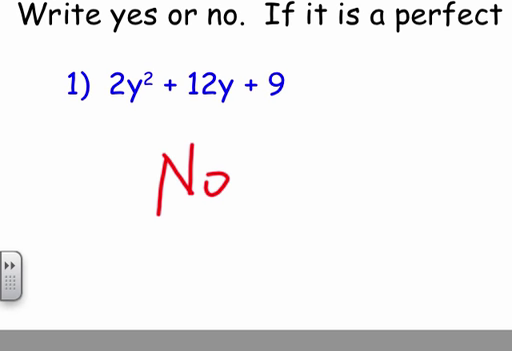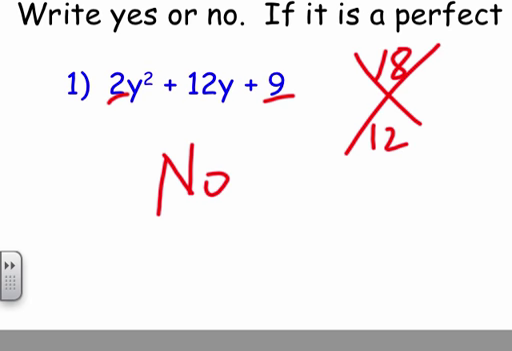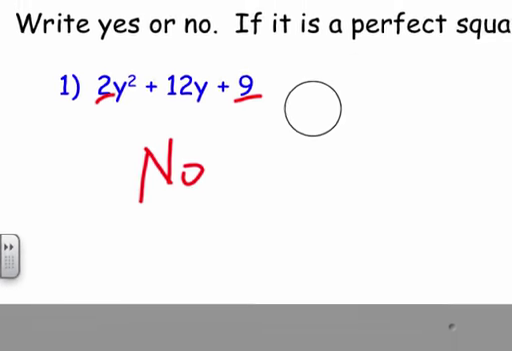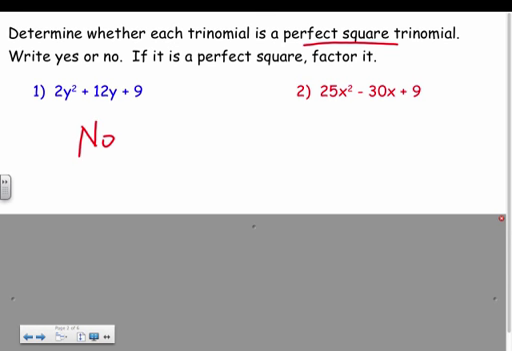I could see if I wanted to factor it by taking 2 times 9, which is 18, and finding factors of 18 that add up to 12. But it doesn't say to do that. It just says determine whether it's a perfect square trinomial. And in this case, it's not. So I'm not even going to look to see if it's prime or if I can factor it. That's all I'm doing, just to see if it's a perfect square trinomial.